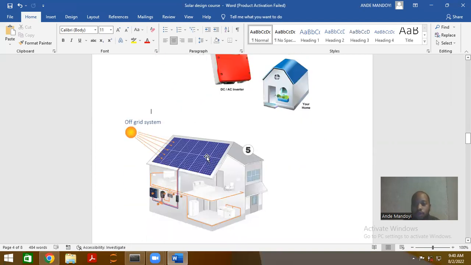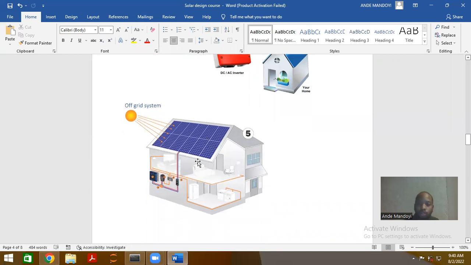The second topology is the most expensive topology because you need storage. So basically here you've gone off grid. You're not using utility power anymore. How you go about doing it is you're generating electricity from your solar panels and you're using it in real time.